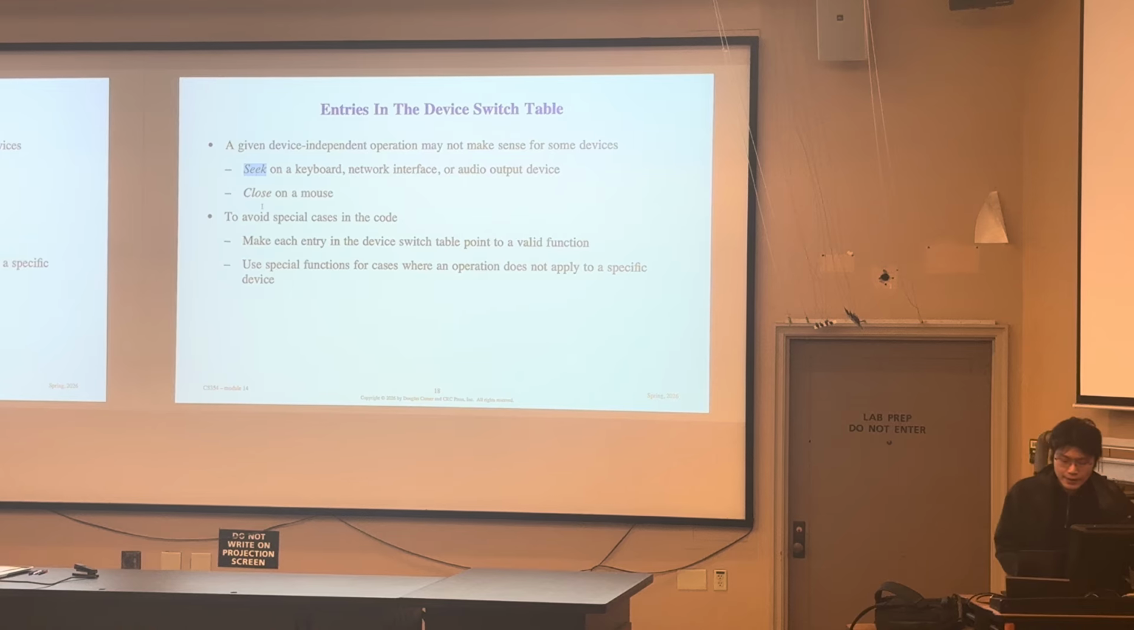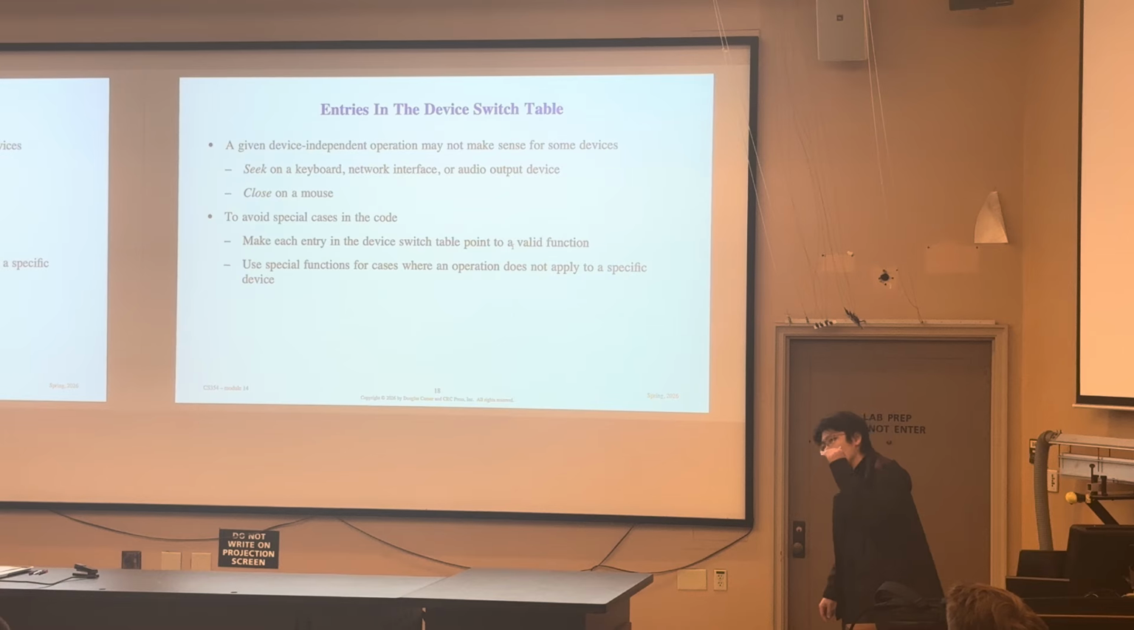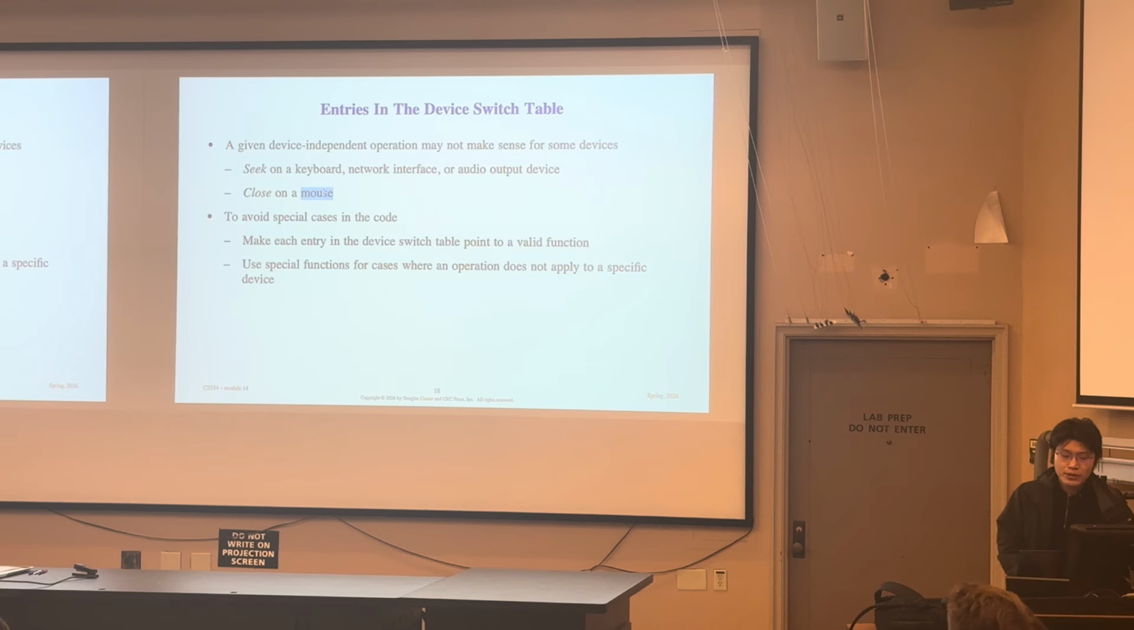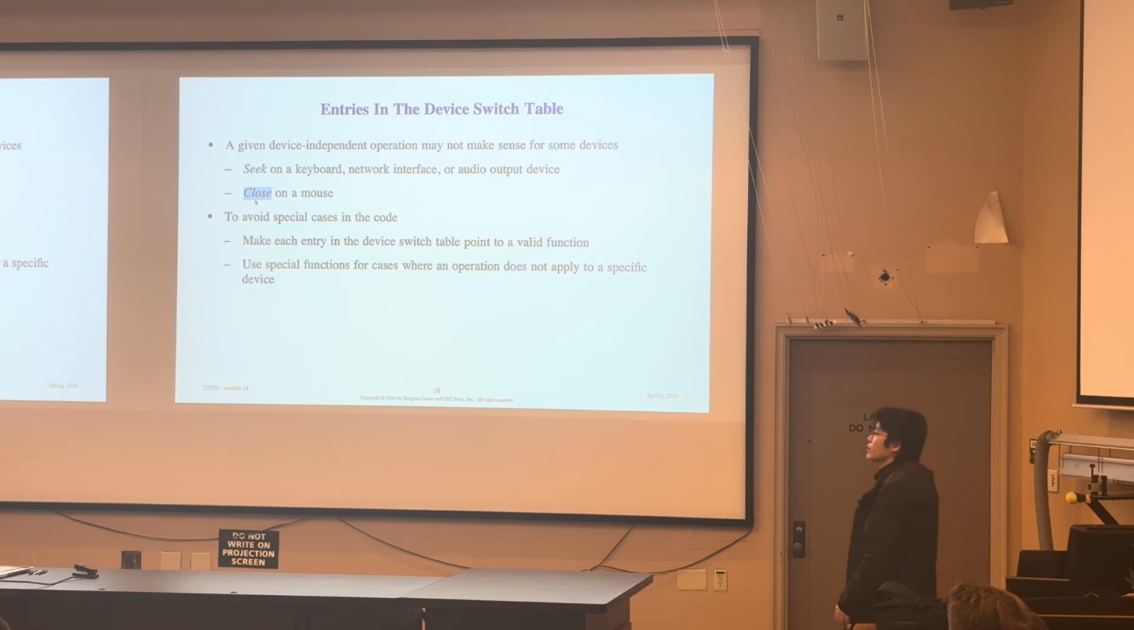To avoid special cases in the code, you make sure that each entry in the device switch table points to a valid function, but you use special functions for cases where the operation is not supported. Every slot still has a function pointer with a valid address. But for example, for a mouse, its close function pointer points to a special function saying that this functionality is not supported. It may just print out one line saying that this is unsupported functionality.